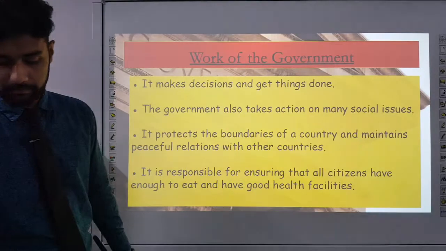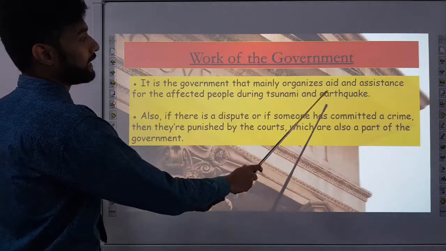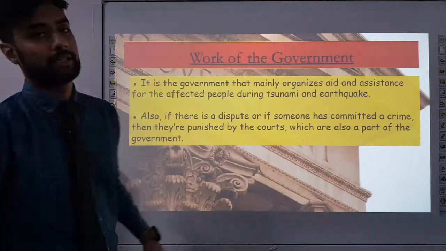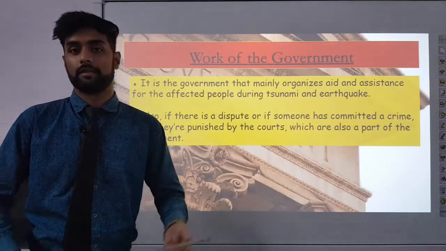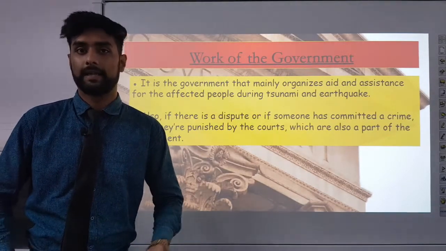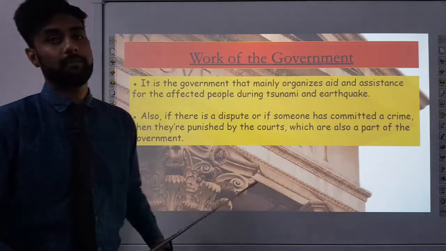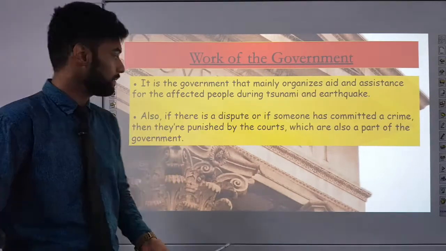Okay? Now, it is the government that mainly organizes aid and assistance for the affected people during tsunami and earthquake. Children, you may have seen in the news whenever there is tsunami or flood, right? Government sends army there, they send food packets there, right? Why? To give aid and assistance for the affected people. So the people who are affected by the tragedy can recover, okay?